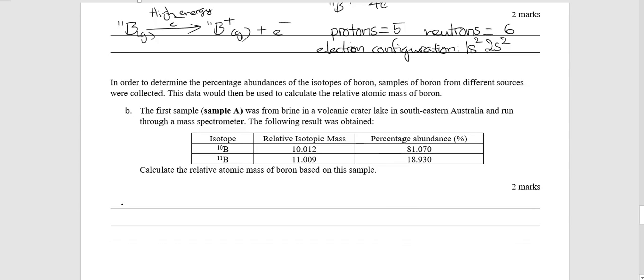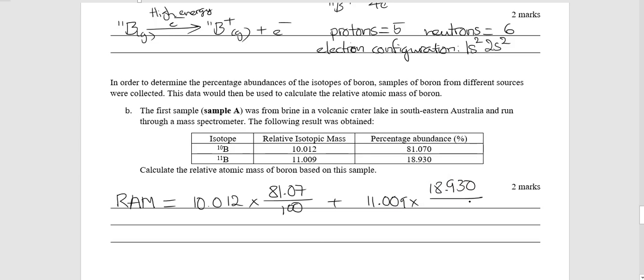Okay, this is very simple. We just need to work out the relative atomic mass using the two relative isotopic masses. So times 81.07 over 100 plus 11.009. Please show me some working out when you do the SAC. It will help me to give you any consequential marks, especially if your final answer is wrong. Not to say that I hope it will be wrong, but I'm just saying.